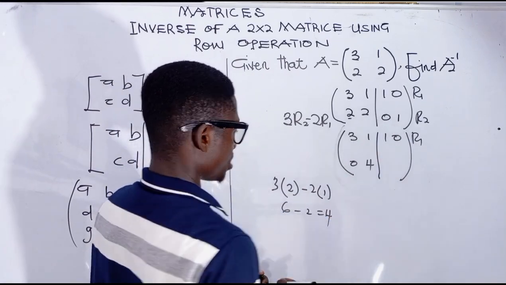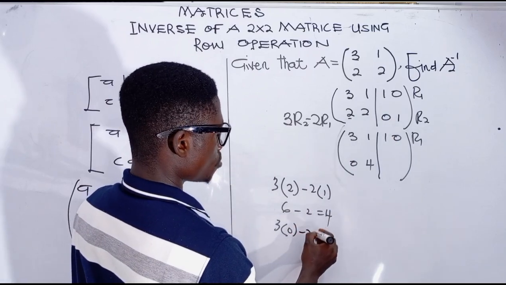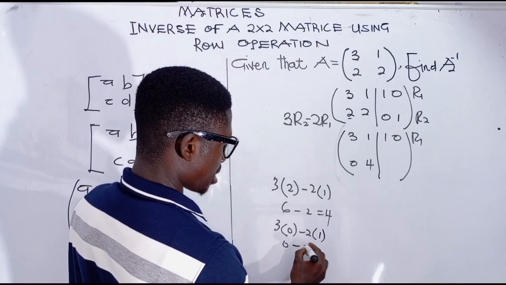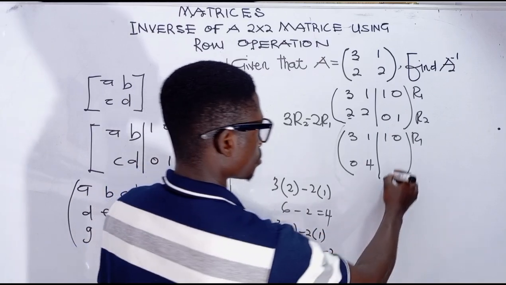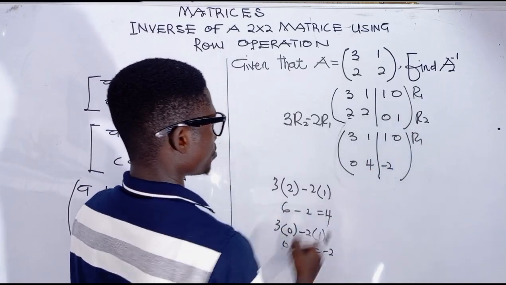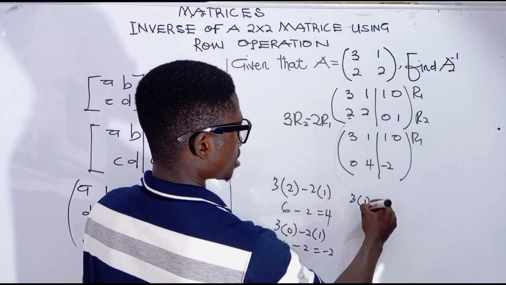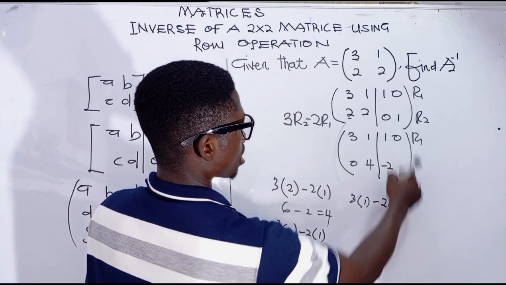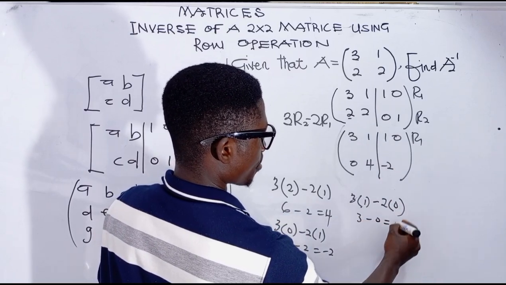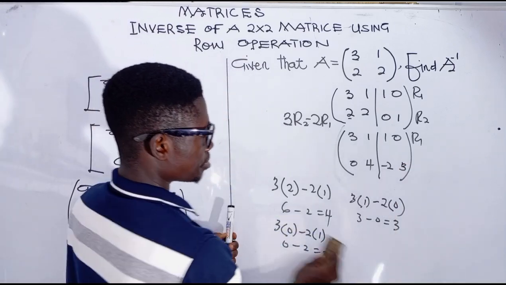Let's move on to this entry. We have 3 times 0 minus 2 times R1, which is 1. So we have 0 minus 2, and that gives us minus 2. Let's look at this entry. We have 3 times row 2, which is 1, minus 2 times row 1, which is 0. This will give us 3 minus 0, and we have 3. So we have this entry to be 3 as well.